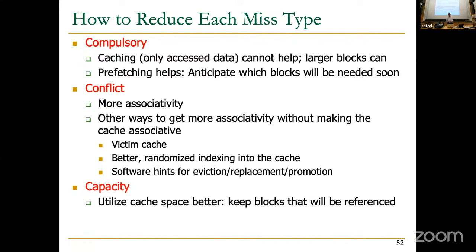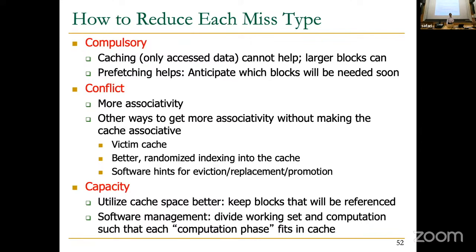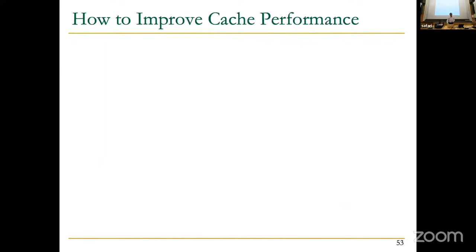Capacity misses, how do you actually eliminate those? You utilize the cache space better. Basically, keep the blocks that will be referenced. So management of the cache actually helps with the capacity misses, and we're going to see some software management soon. Basically, you can divide the working set of a program, as opposed to requiring a program to work with a huge working set, into smaller pieces, and those smaller pieces hopefully fit in the cache. You arrange the computation such that it happens on smaller pieces of data at a given time, so that you don't get cache misses while you're doing that sub-computation that you have divided the bigger computation into. So we're going to talk about that. There are actually a lot of things that have been done to improve cache performance.